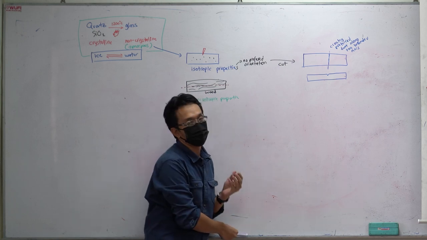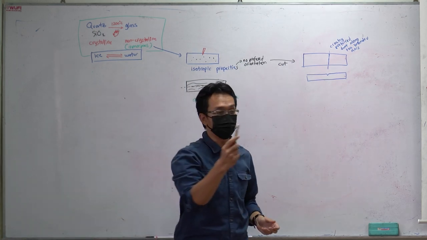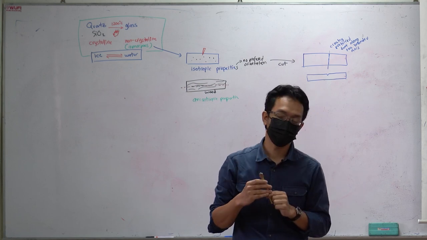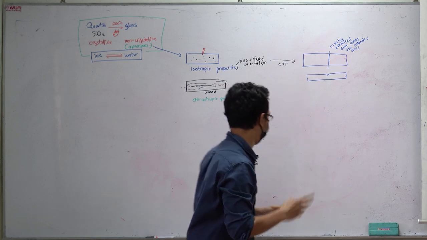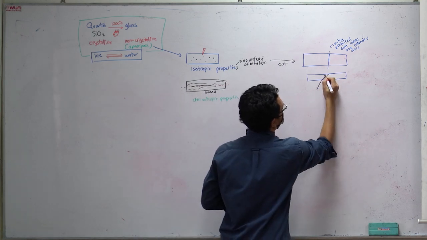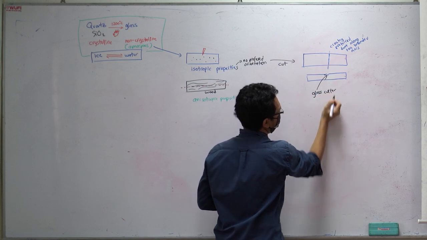Normally, you have a glass cutter. Glass cutter, something like this. So this is a glass cutter. The tip of the glass cutter is made from tungsten carbide. Later I will explain a little bit. So you need to use a glass cutter to make this dent.